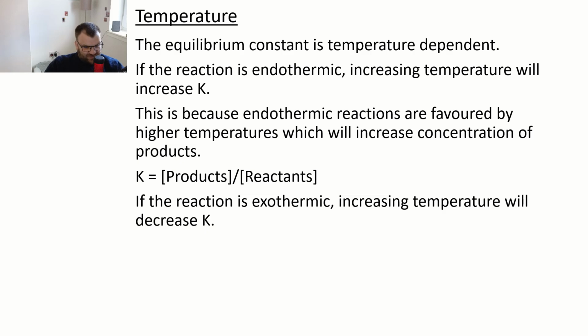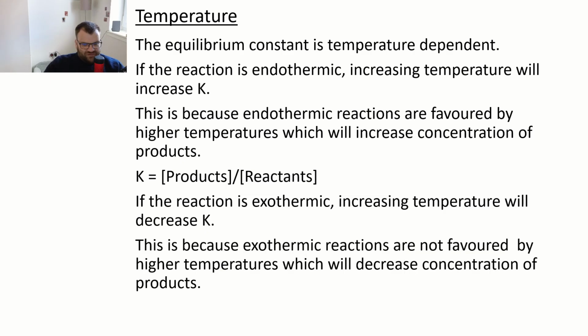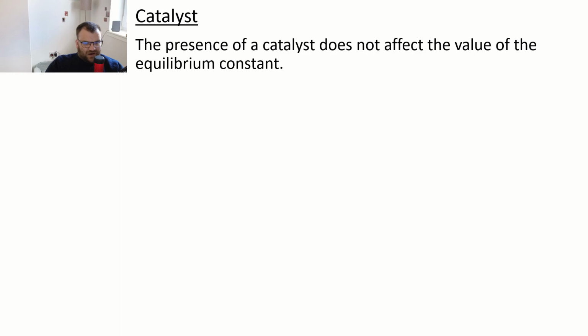Exothermic reactions release energy and heat up their surroundings. Well, increasing the temperature is not going to favour that. Because exothermic reactions are not favoured by the higher temperatures, that means you have less product, a smaller top line, and that's going to decrease the value of K. When it comes to a catalyst, the catalyst will not affect the value of the equilibrium constant.